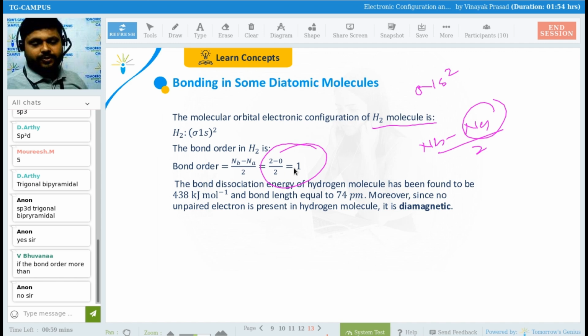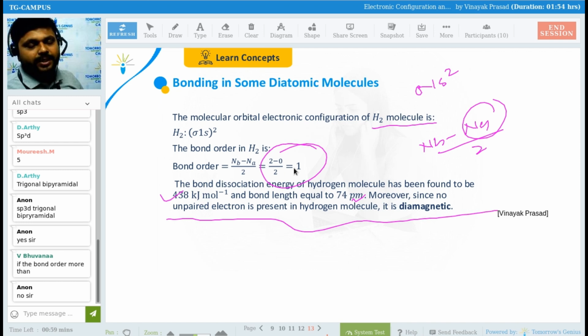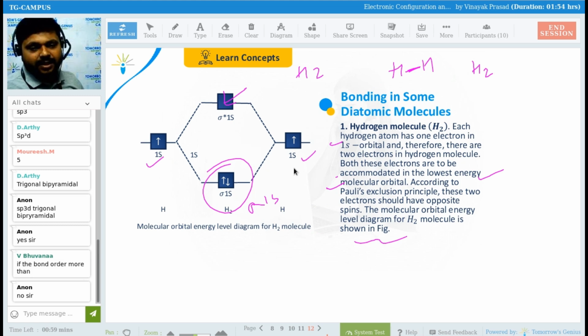Fine. So see here, the bond dissociation energy of the hydrogen molecule has been found to be 438 kilojoule per mole, and the bond length is 74 picometer. Moreover, since no unpaired electron is present in the hydrogen molecule, it is diamagnetic in nature. You can see here, is there any unpaired electron in the bonding orbital?